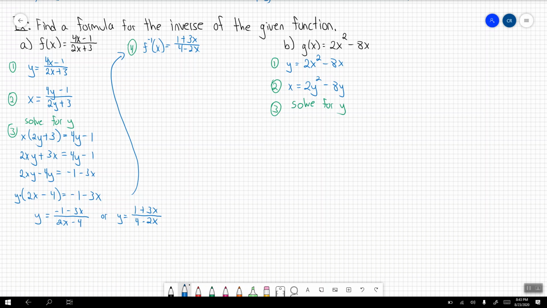So let's get to it. Let's go ahead and solve for y. What I want to do in this particular case is divide by 2. That way my leading coefficient here will be 1. So that's where I start. x divided by 2 must now be equal to y squared minus 4y.